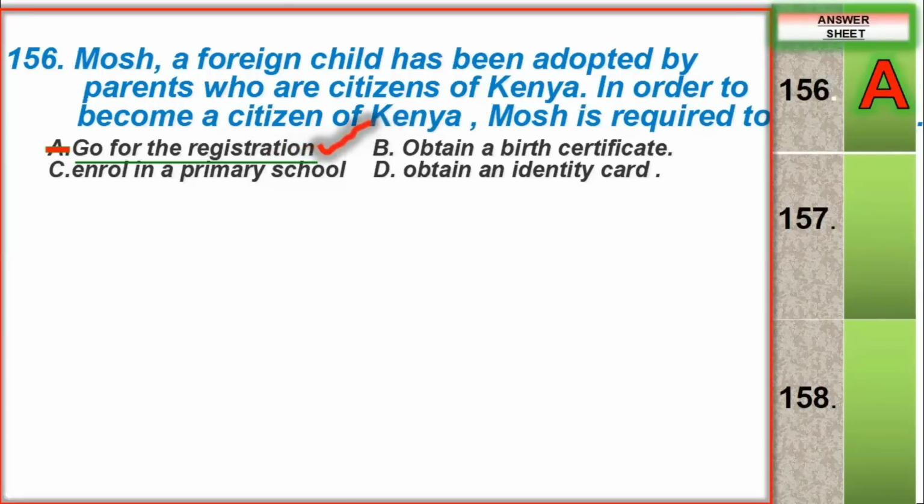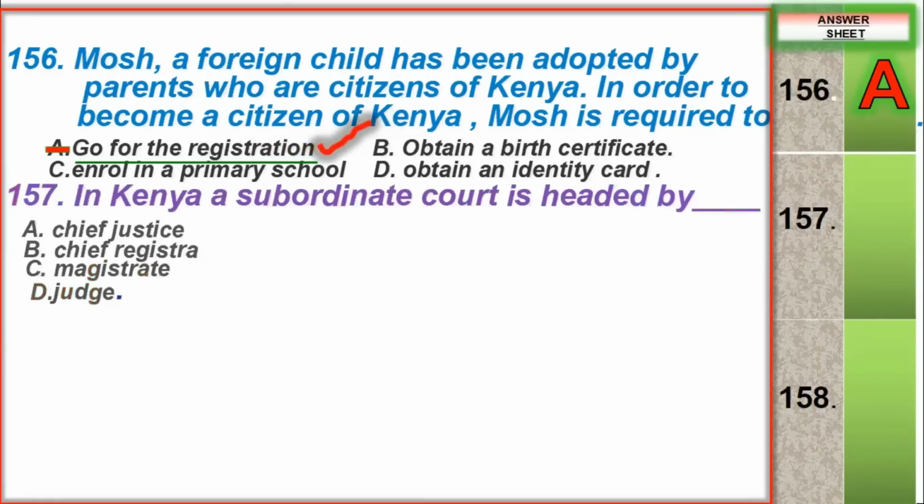Question 157. In Kenya, a subordinate court is headed by, we saw that court systems in Kenya are headed by the Chief Justice. So the subordinate court, remember, falls under the magistrates' court. So it's headed by a magistrate.